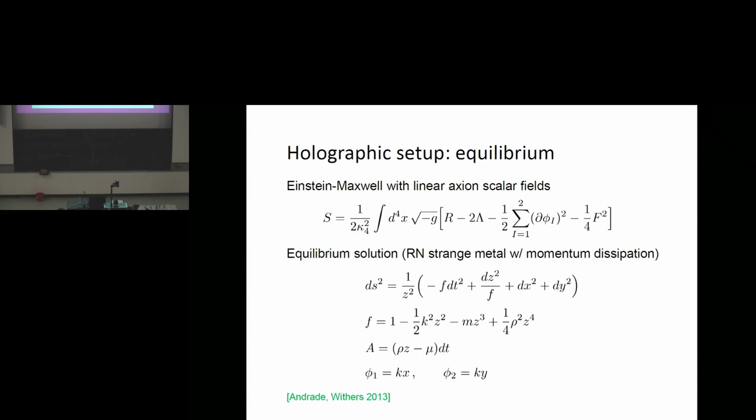So now let's introduce the model. The context is Einstein-Maxwell theory coupled to some scalar fields called linear axions, whose purpose is to break translation invariance. This system has equilibrium solutions. They're basically Reissner-Nordström strange metals with some momentum dissipation. So the metric, the gauge field, and the scalar fields are written here.